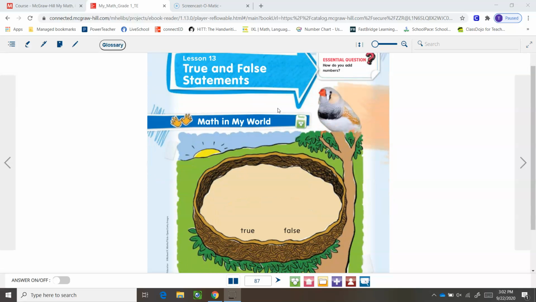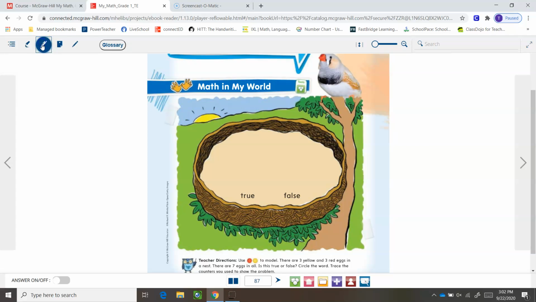So let's start off with our little practice one of the day. And it says right down here at the bottom that there are 3 yellow eggs and 3 red eggs in the nest. So if I put 3 yellow eggs, now I don't have yellow, so I have orange. So I'm going to do 3 orange eggs. And then instead of red eggs, I'm going to use green eggs.